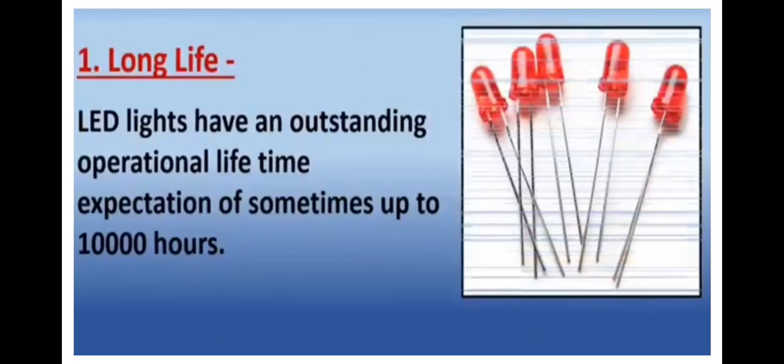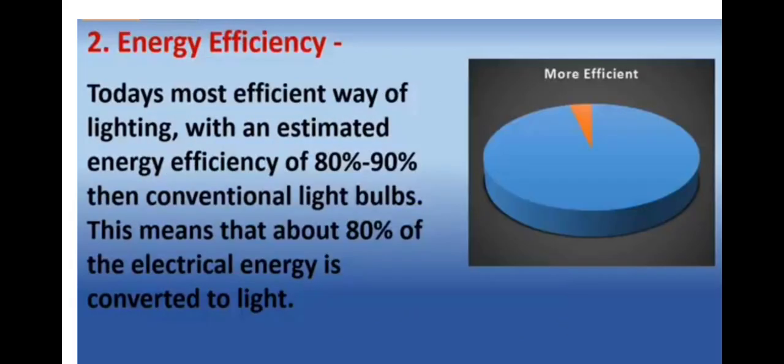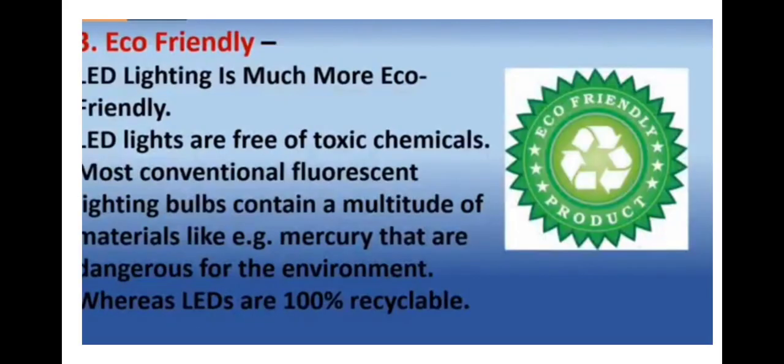Advantages of LED lighting. Long life. LED lights have an outstanding operational lifetime, with an expectation of sometimes up to 10,000 hours. Energy efficiency. Today's most efficient way of lighting, with an estimated energy efficiency of 80% to 90% compared to conventional light bulbs. This means that about 80% of the electrical energy is converted to light.